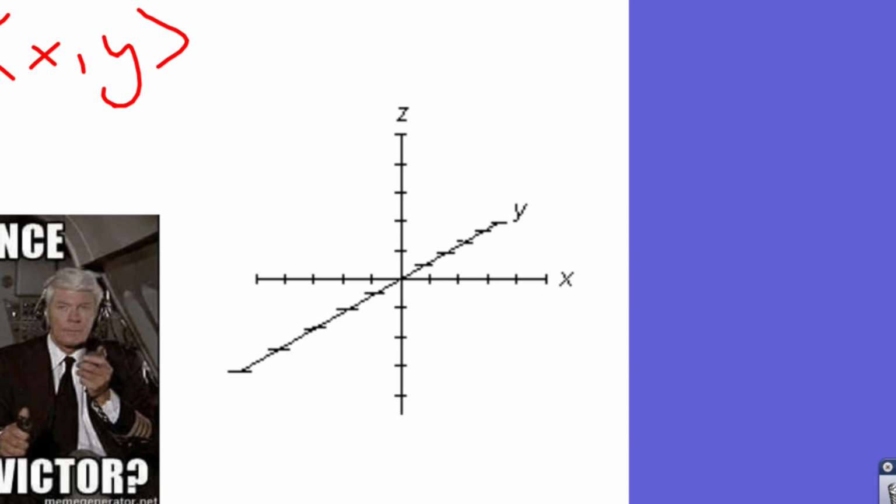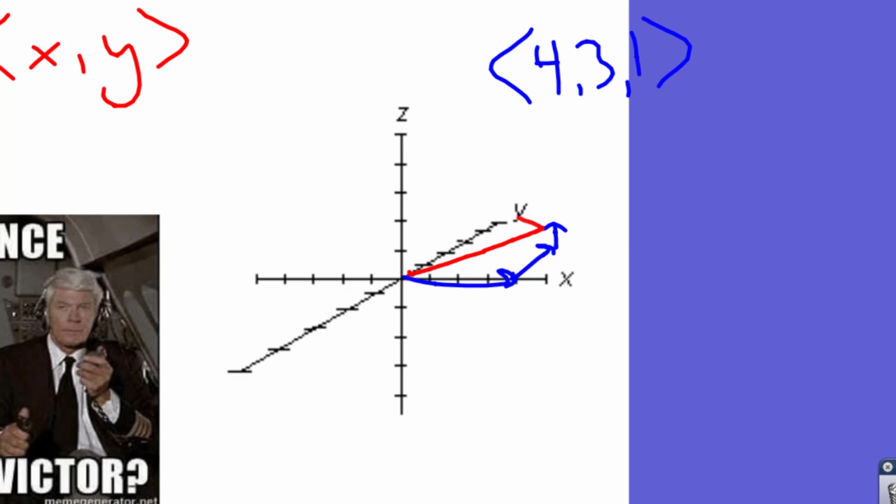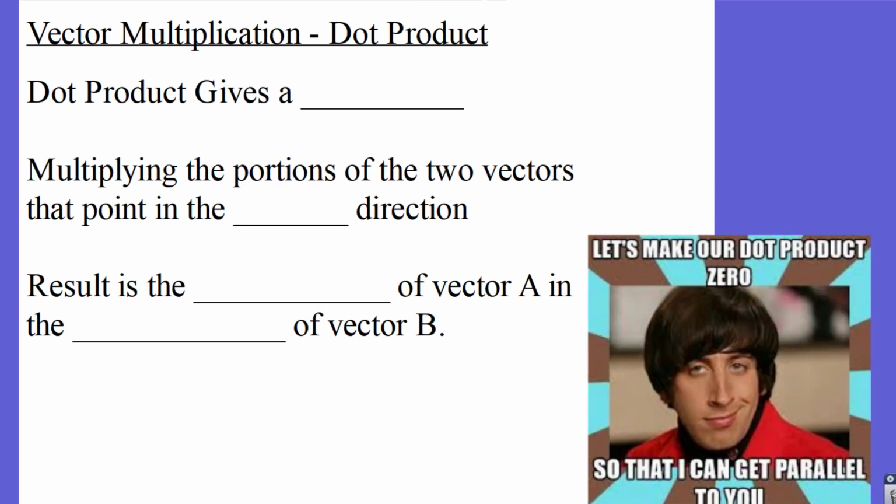Now, vectors don't just have to be in 2 dimensions. We can also have vectors in 3 dimensions. We could have a vector of 4, 3, 1, which means 4 in the x, 3 in the y. Hopefully you can see the y went back into the board like that, and 1 going up in the z direction, which means our resultant vector is not just in 2 dimensions, it is in 3 dimensions. So we have some vector notation there.